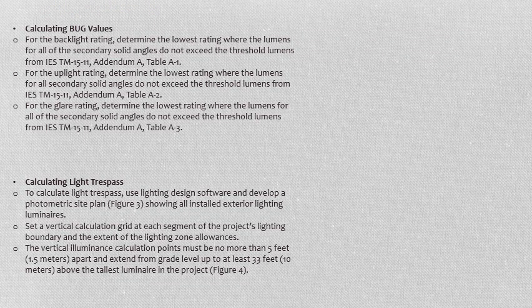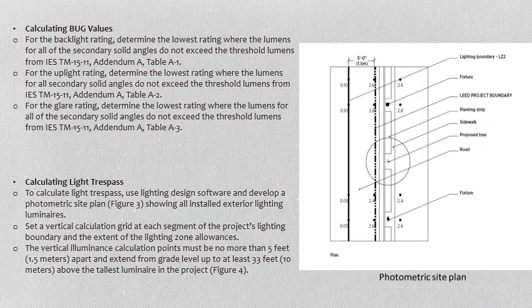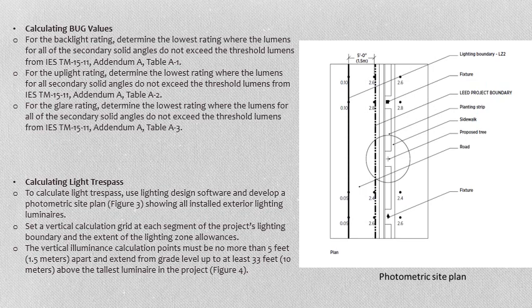Coming to calculating BUG values and light trespass. BUG values are given by product manufacturers themselves, and if the BUG data does not address the design requirement or there is no data of BUG values at all, then ratings can be calculated by reviewing a luminaire's photometric test data and zonal lumen distribution, plus comparing the data with the maximum zonal lumens for backlight, uplight, and glare. Additionally, there is also software which can calculate the BUG ratings.